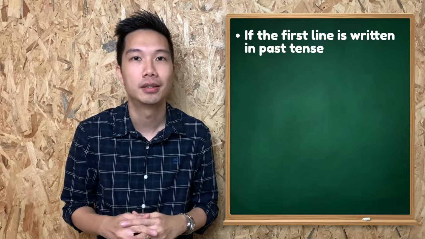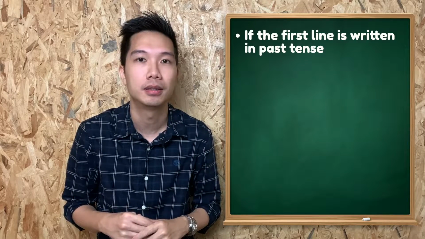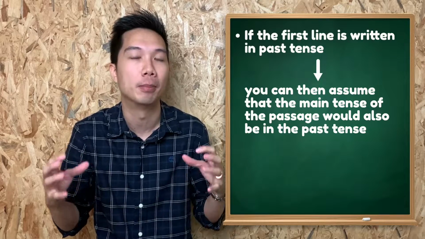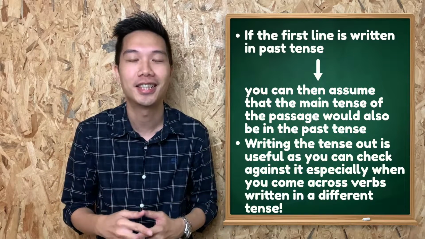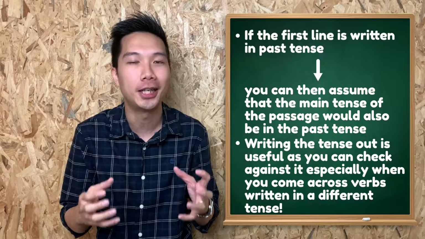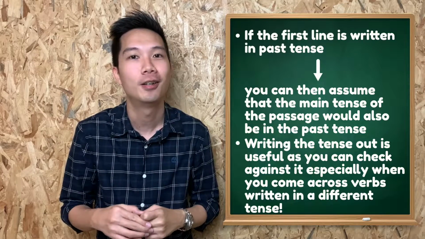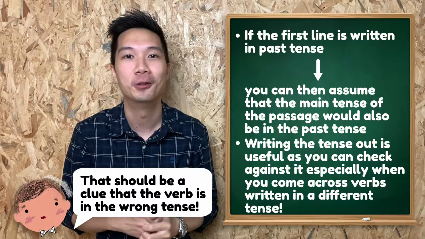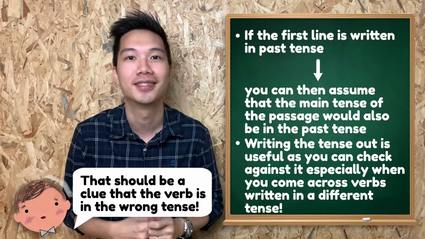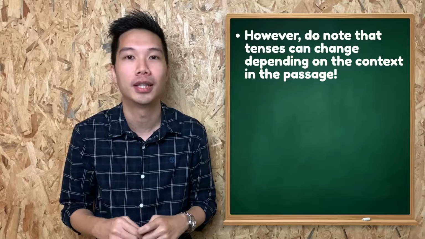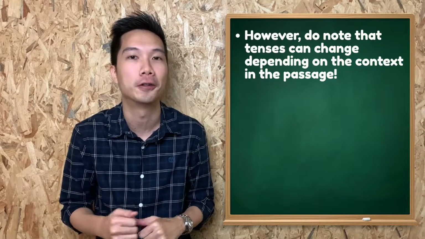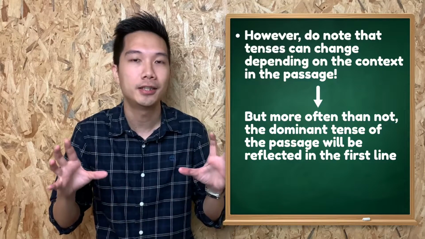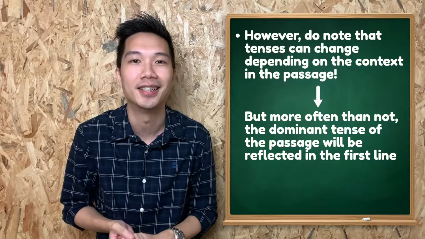I would write the tense on top of the first line as a reminder. So if, for instance, the first line is written in the past tense, you can safely assume that for the rest of the passage, the main tense will be in the past tense. Writing the tense out is useful because you can always check against it, especially when you come across verbs that are written in a different tense. That should be a clue that the verb is written in the wrong tense. However, do note that tenses can change depending on the context of the passage. But more often than not, the dominant tense in the passage should be reflected in the first line.